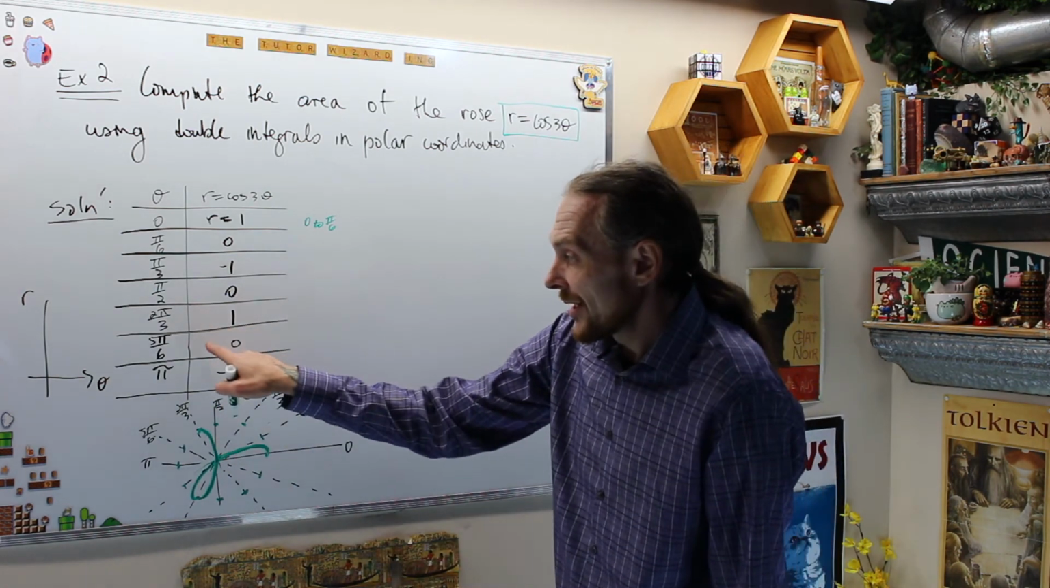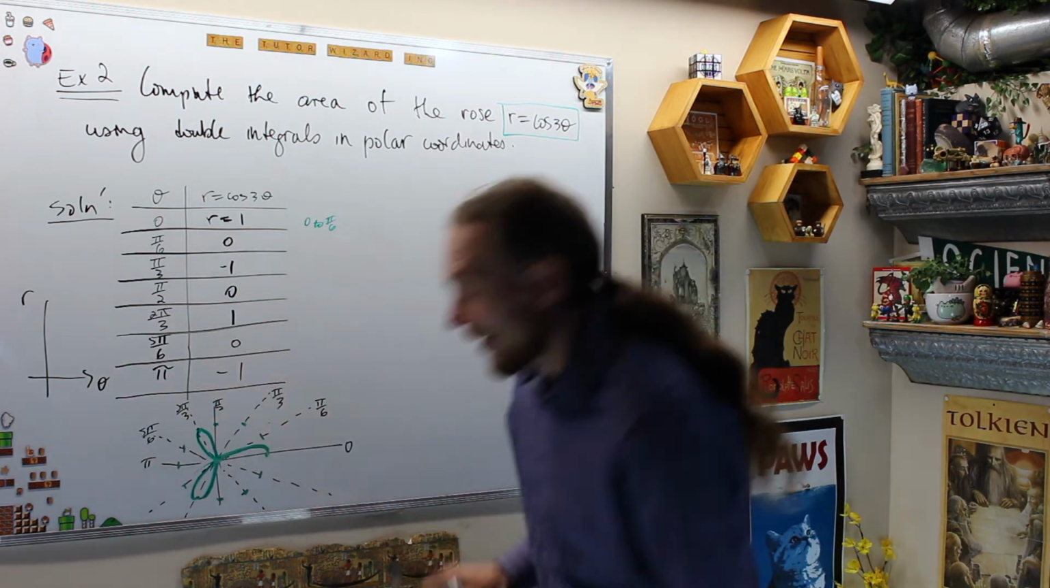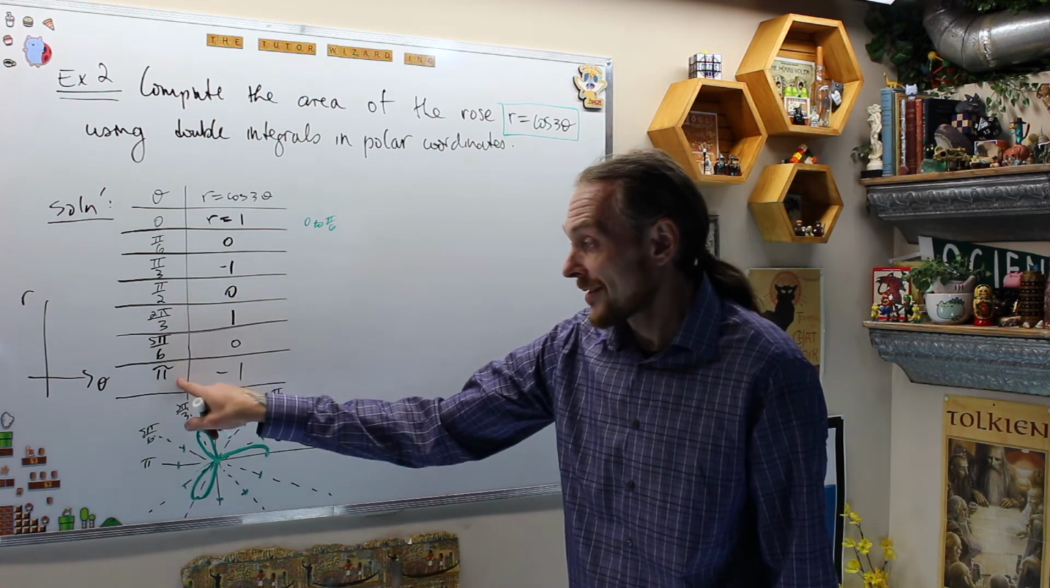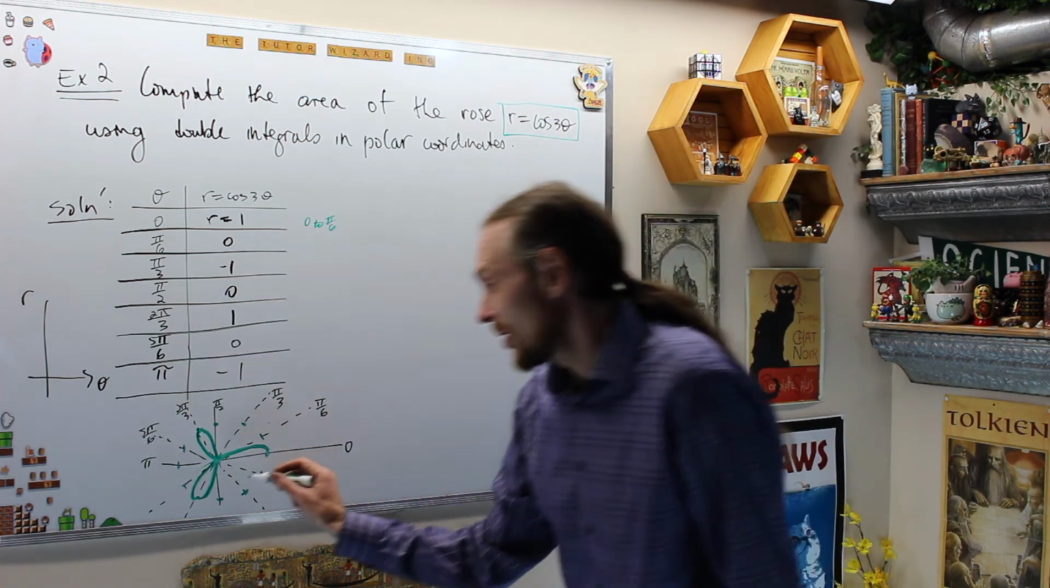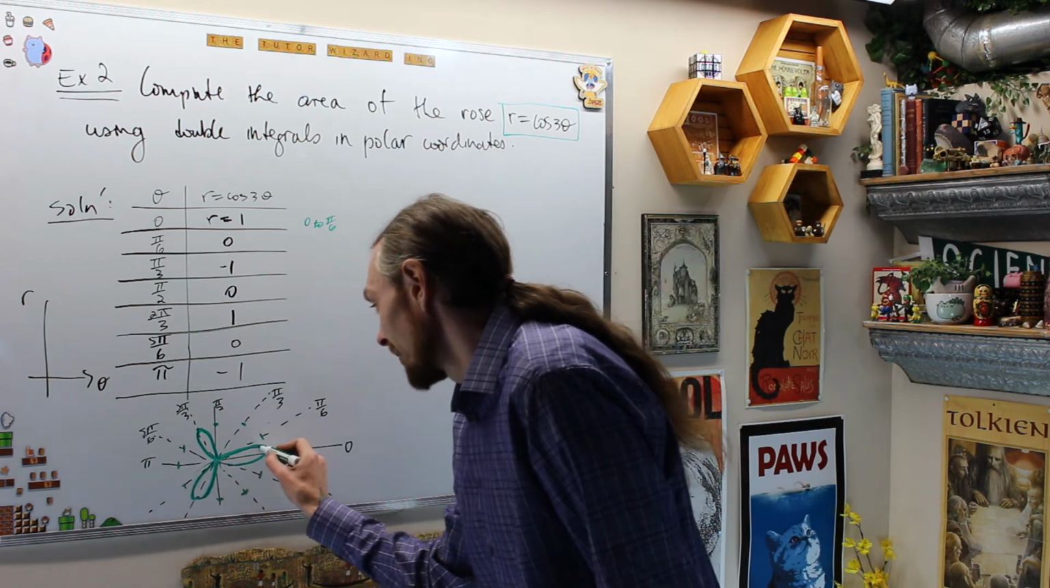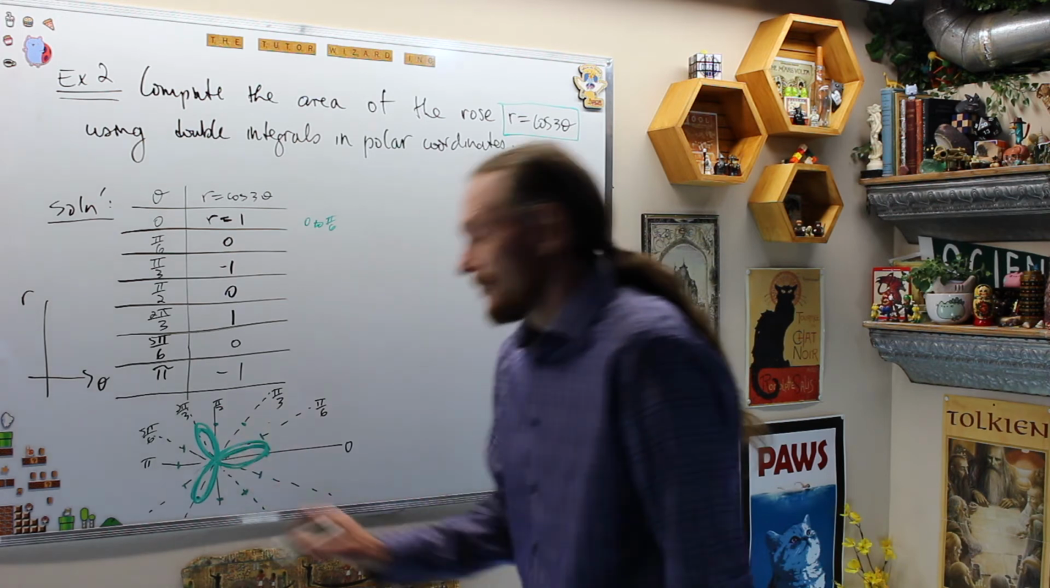Then from 2 pi over 3 to 5 pi over 6, I go from 1 to 0, so I will draw the last loop into there. And then from 5 pi over 6 to here, I go from 0 to negative 1, and that can't be, it has to go into this quadrant, so I am going to go like this, and we get the 3-leaf clover, or the trefoil 3-leaf clover.